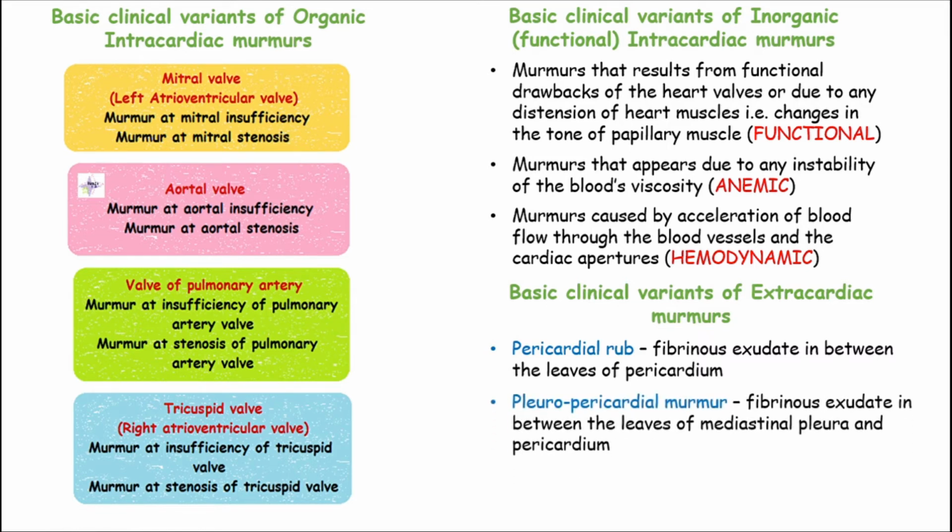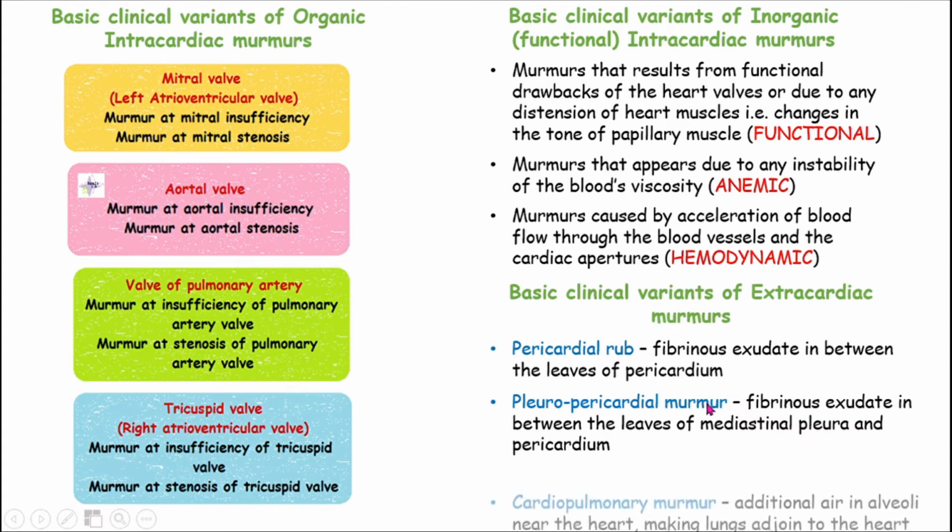Our next type is pleural pericardial murmur. Pleural pericardial murmur is when there is fibrinous exudate accumulated in between the leaves of the mediastinal pleura and the pericardium. So again, there can be some surface unevenness, a friction going on, which will result in the formation of this murmur, and it is then known as the pleural pericardial murmur.